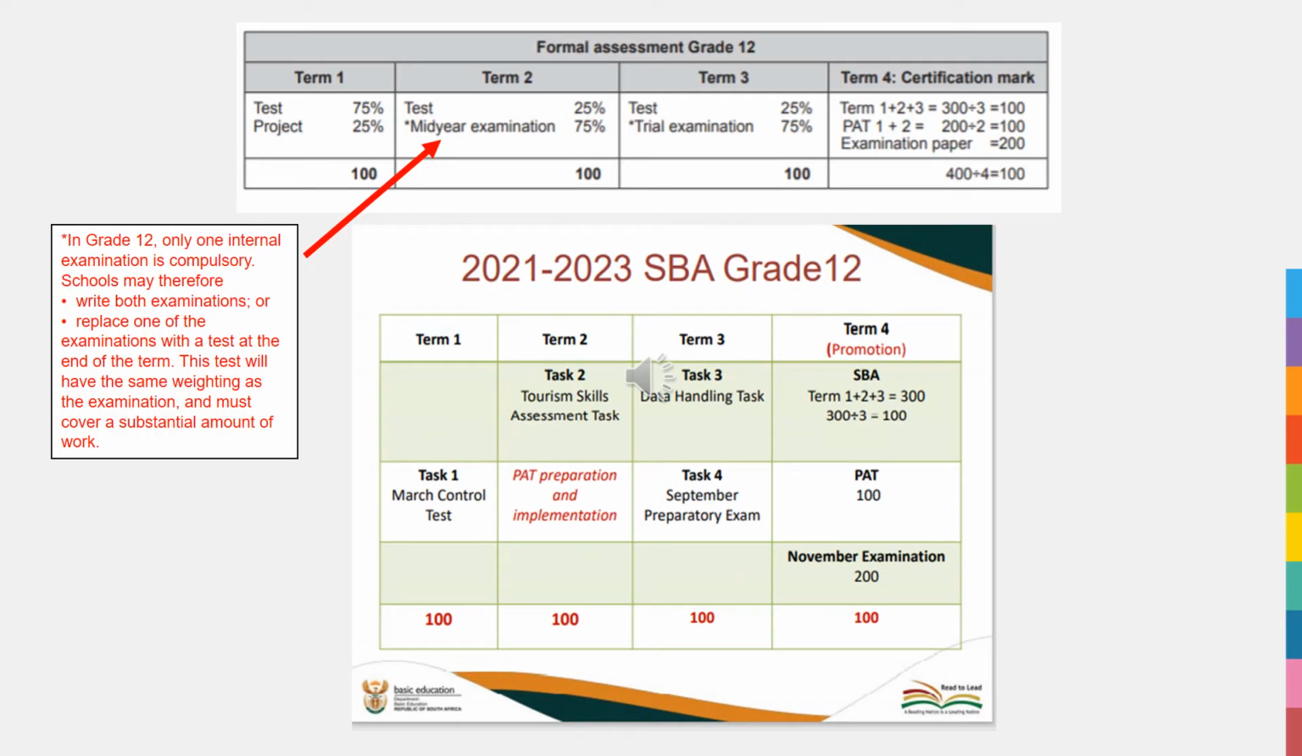For grade 12, it will look a little different. Your PAT will also be 100. November exam will also be 200. Normally in the first term in grade 12, this is the original one. You will see that there's a project. But for grade 12, in the amended SBA assessment, there's no project for grade 12s.